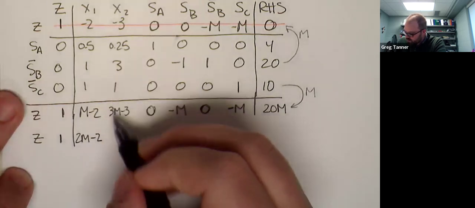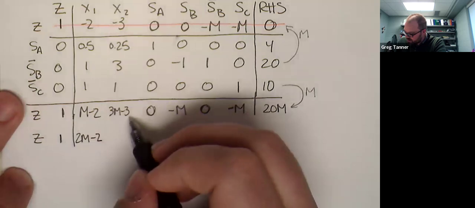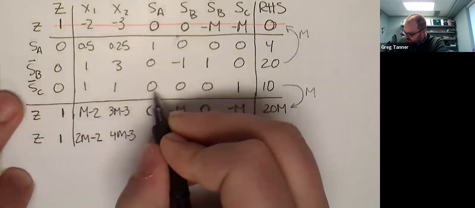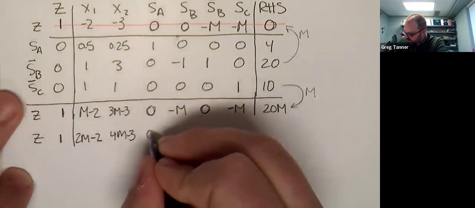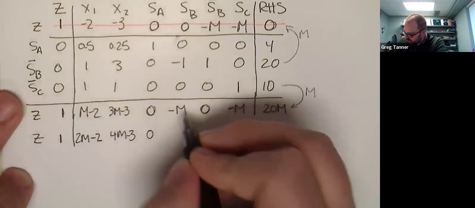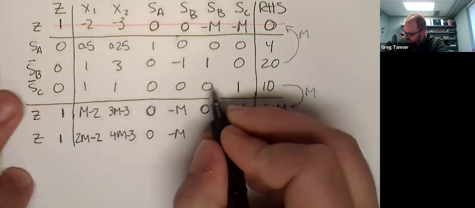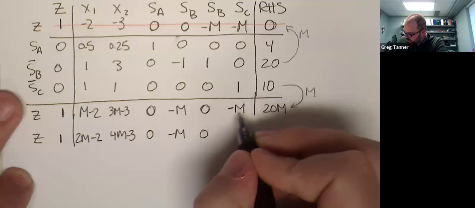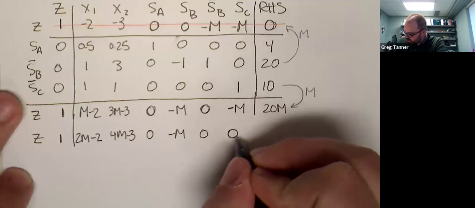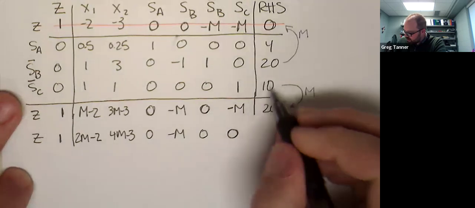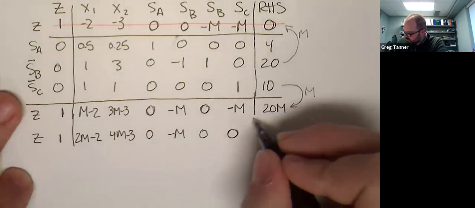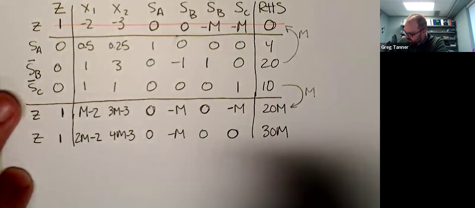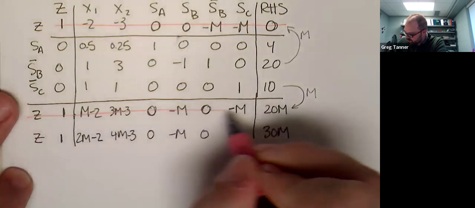M times 1 plus 3M minus 3 is going to give us 4M minus 3. Big M times 0 plus 0 is 0. Big M times 0 plus negative M is negative M. Big M times 0 plus 0 is 0. Big M times 1 plus negative M zeroes that out, which is what we wanted. And then 10 times M plus 20M is going to give us 30M. Okay, and then that will replace this row there.